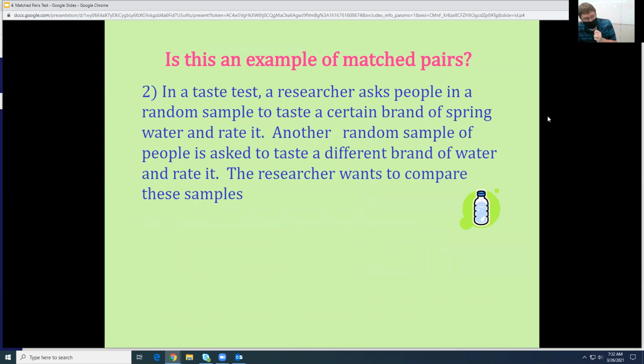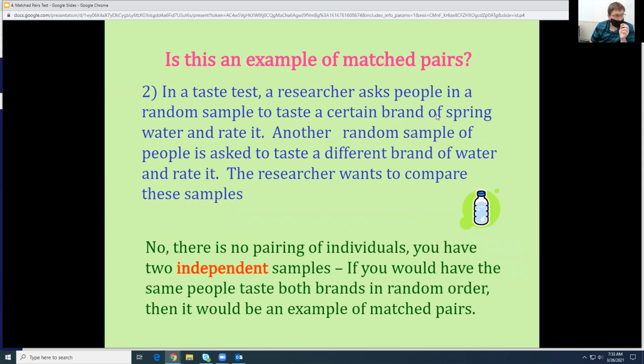In a taste test, a researcher asked people in a random sample to taste a certain brand of spring water and rate it. Another random sample of people was asked to taste a different brand of water and rate it. The researcher wants to compare these samples. This is almost matched pairs, but there's a problem here. They don't have the same individual doing both types of water. And so if they had had that happen, this would have been matched pairs.